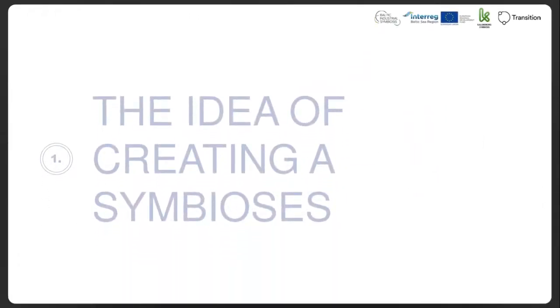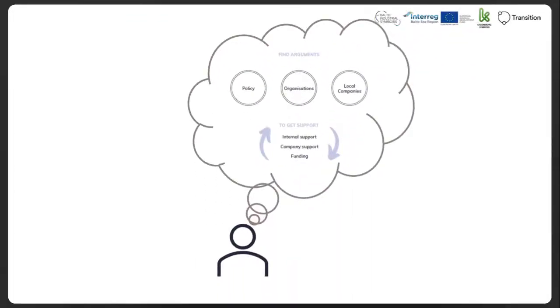Now, the first part of the guide goes through the idea of creating a symbiosis. Since most of the aspiring industrial symbiosis facilitators that get the idea of starting a local industrial symbiosis are already employed in other organizations, they often need to find the arguments to get the internal support to spend the necessary time and resources to put the idea into reality. And this part offers guidance for where to look for those arguments and how to use them to get the support.